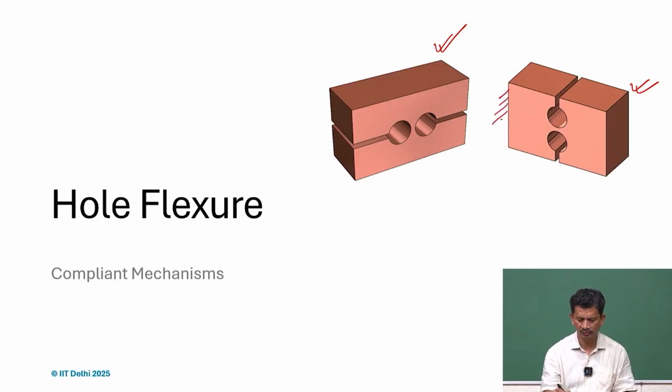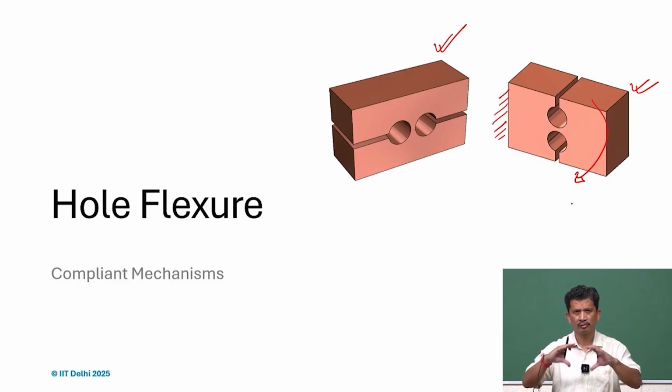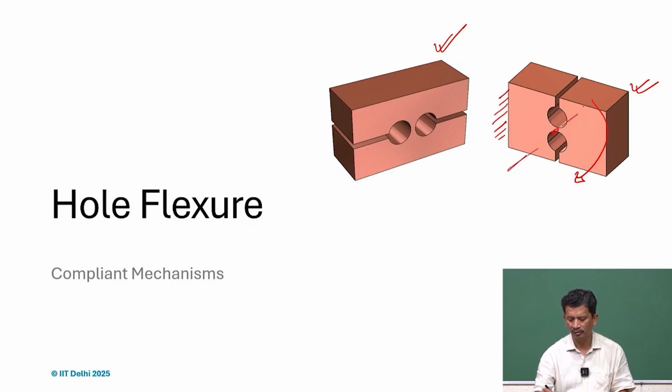If we fix this part and apply a moment here, it can flex easily. So there will be a hinge created here, so it can rotate. It's widely used in precision machines because it can give us adjustment, and any small deviations we can easily correct using these kinds of features. Since we create this kind of flexure using holes, it's generally referred to as hole flexures.